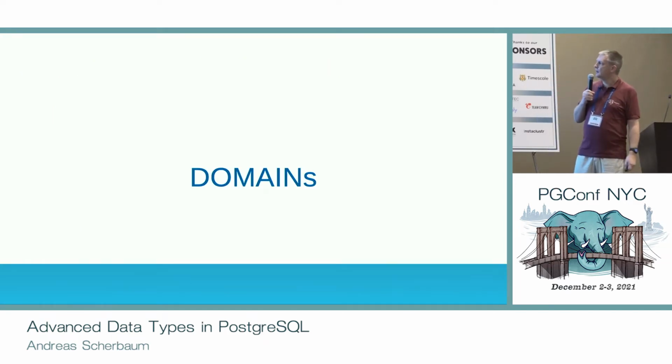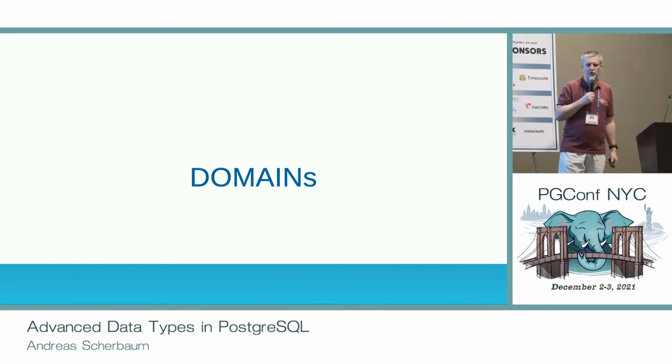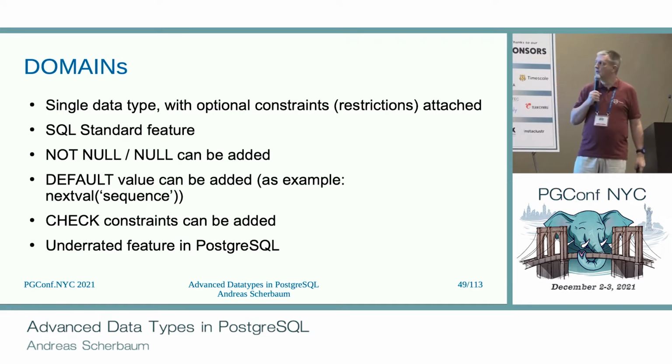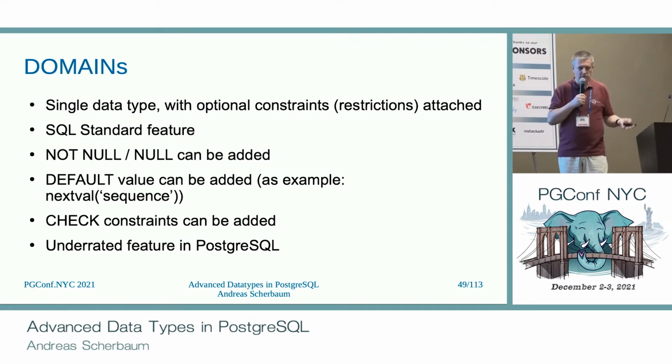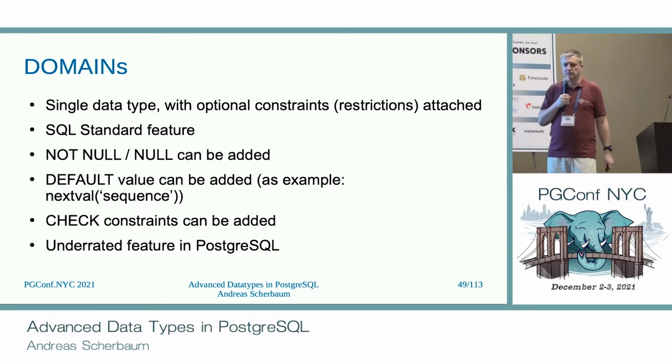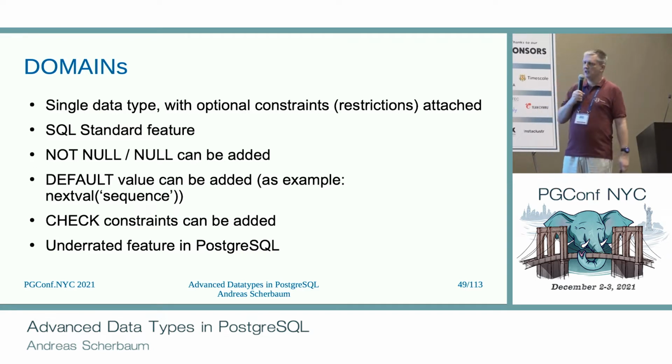Good. Then we have domains, which is one step further. It's a single data type. You can apply constraints to it, like not null or any kind of checks to your data type. You can add default values. You can add check constraints, etc., etc. It's maybe an underrated feature in Postgres if you know how to use it.